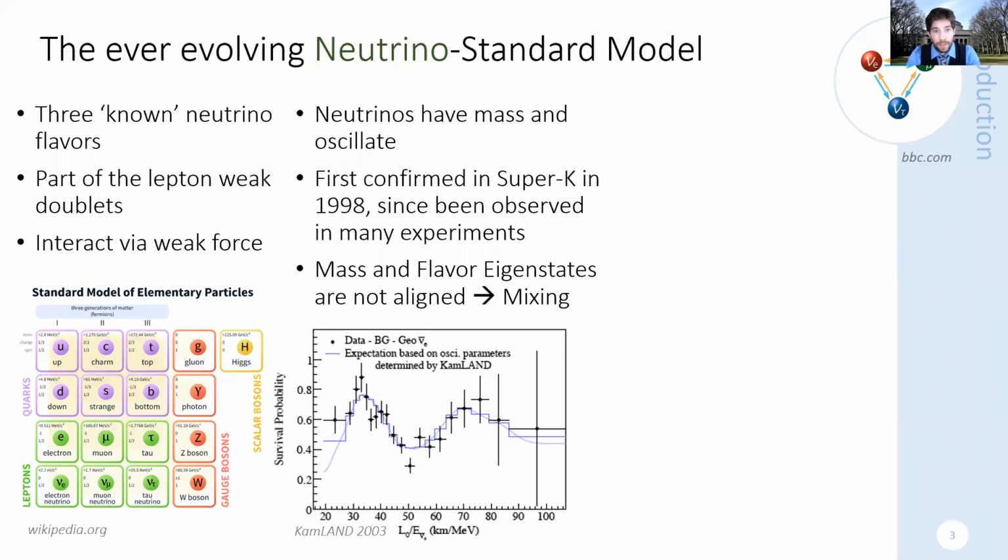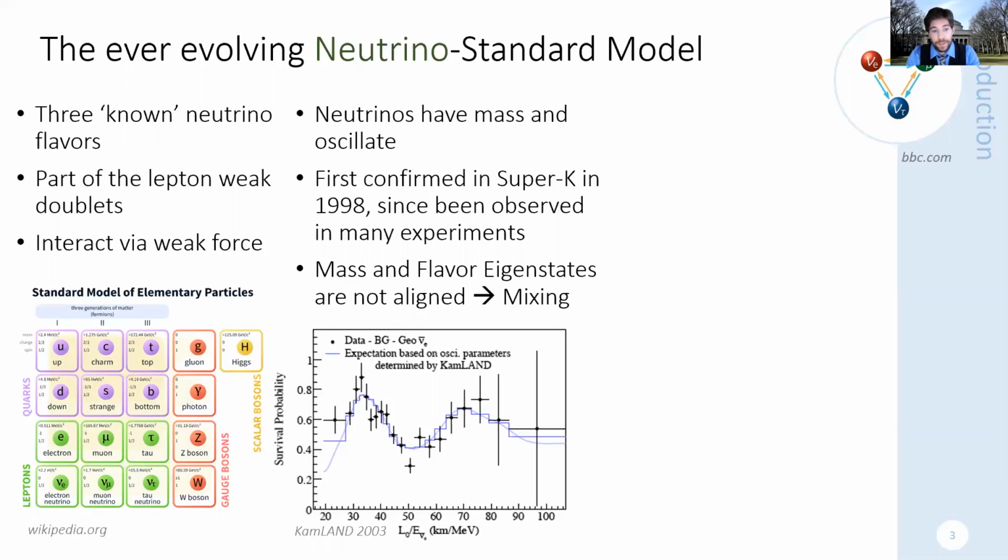Now, since a while, we know that neutrinos actually have mass and they oscillate. This was not always known. In the beginning, in the standard model, neutrinos were massless. Now we know that they have a small mass. And there was a very famous experiment at Super-K in '98, and then lots of other experiments thereafter that saw neutrino oscillations. And that means when a neutrino is born in a certain flavor eigenstate, it can actually, while it's traveling, change its flavor. So a muon neutrino might become an electron neutrino, and vice versa.